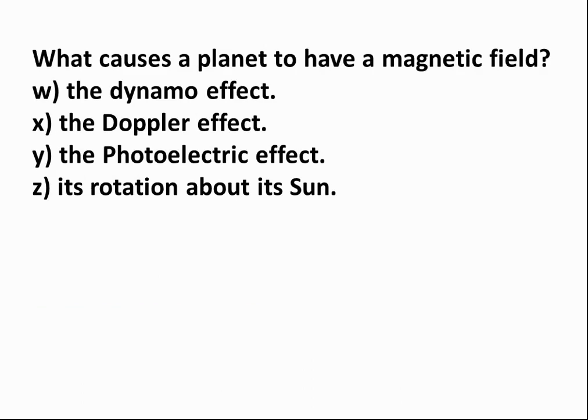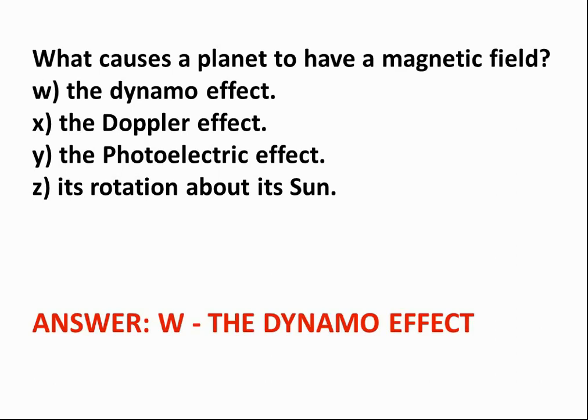What causes a planet to have a magnetic field? W. The dynamo effect. X. The Doppler effect. Y. The photoelectric effect. Z. Its rotation about its Sun. Answer: W. The dynamo effect.